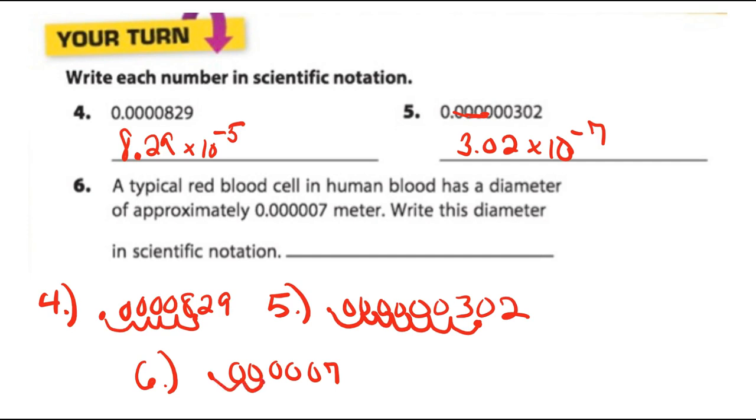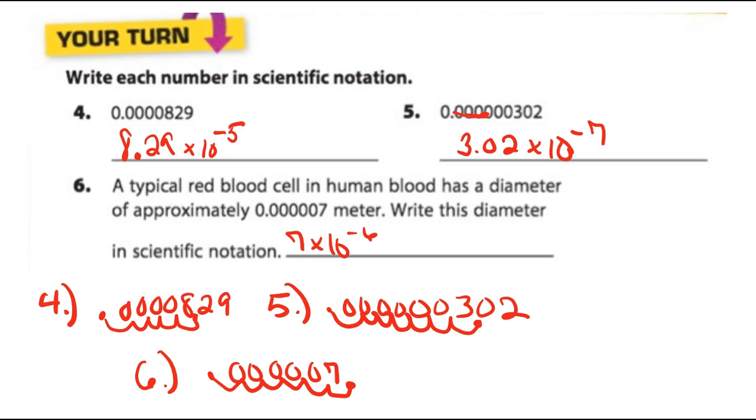So I go 1, 2, 3, 4, 5. I move it 6 places to get to 7. And I have 7 times 10. Again, I moved it 1, 2, 3, 4, 5, 6 places. So it's times 10 to the negative 6. That's writing it from standard notation into scientific notation.